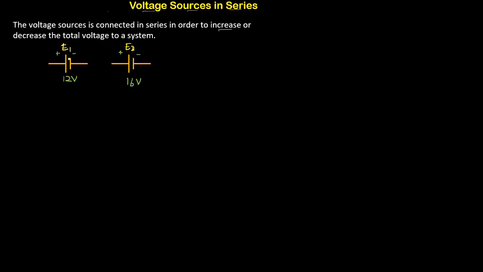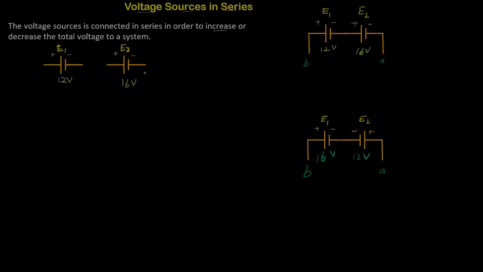The first battery has a 12 volt potential difference across its terminals, and the second battery has a 16 volt potential difference across its terminals. Basically, there are two possible combinations of these two batteries to increase or decrease the total potential difference. The first is that the two sources are connected with the same polarity, and the second is that the two sources are connected with opposite polarities.